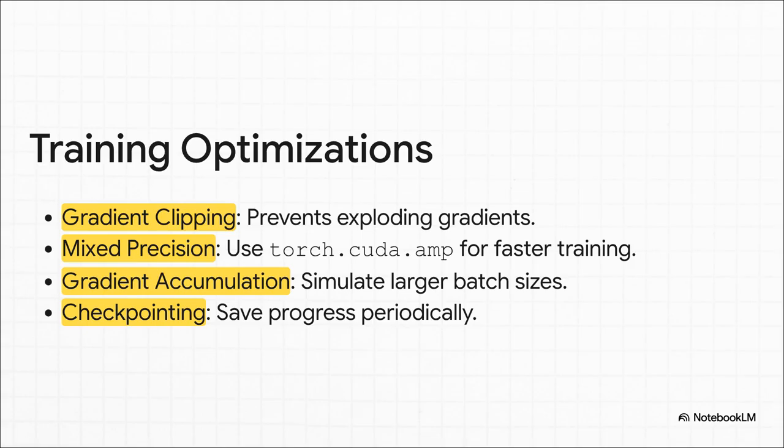And you can make this core loop even better. You can add things like gradient clipping to keep your training stable, or use mixed precision for a serious speed boost on modern GPUs. You can even use a trick called gradient accumulation to simulate having bigger batch sizes, which is a total game changer if you're working with limited hardware.